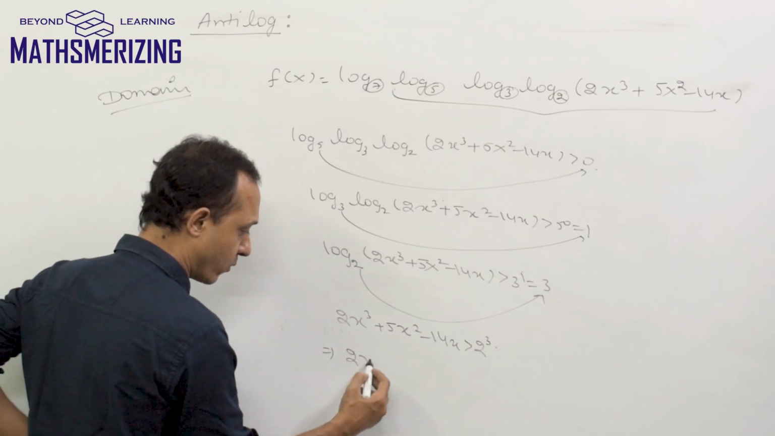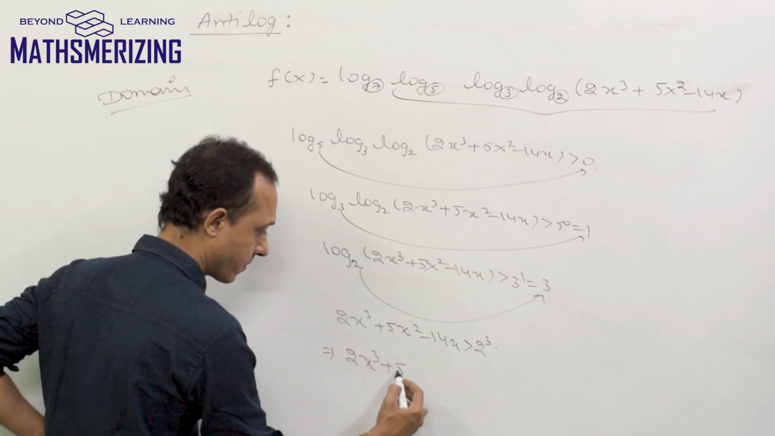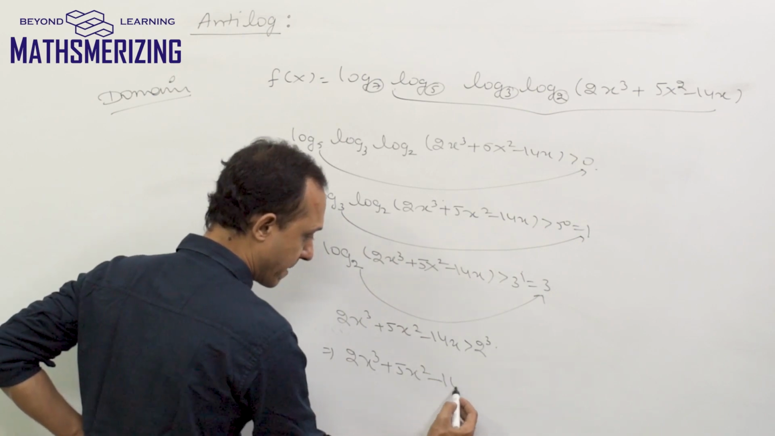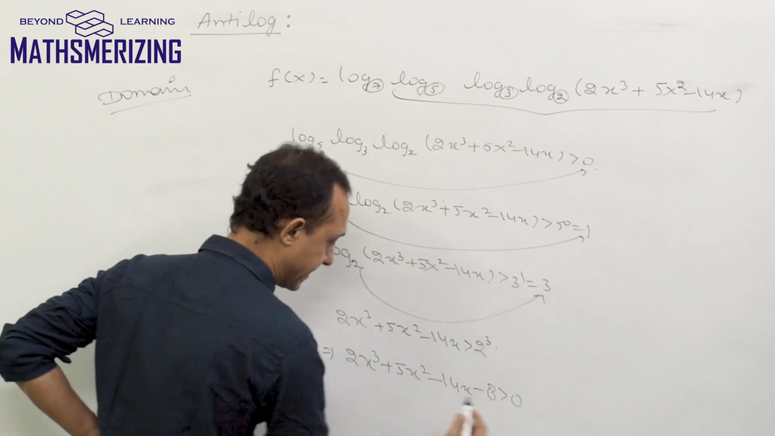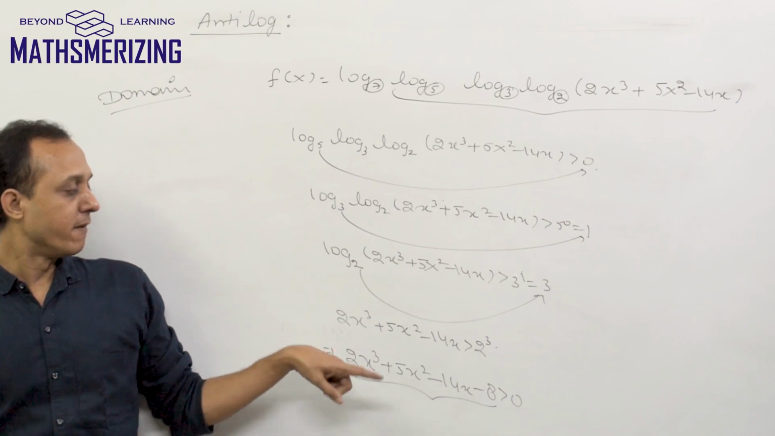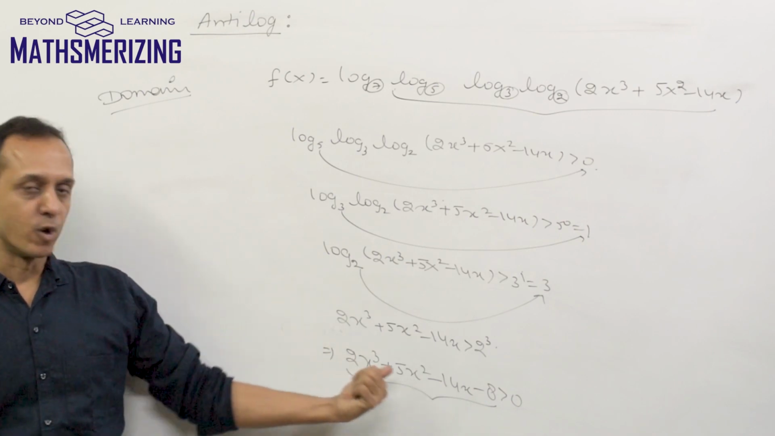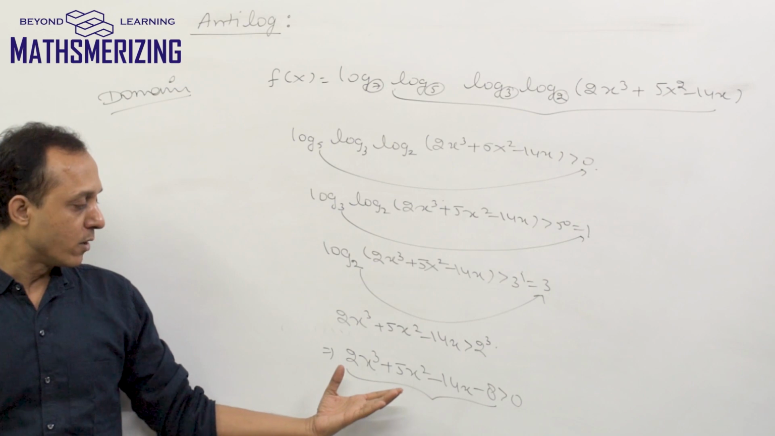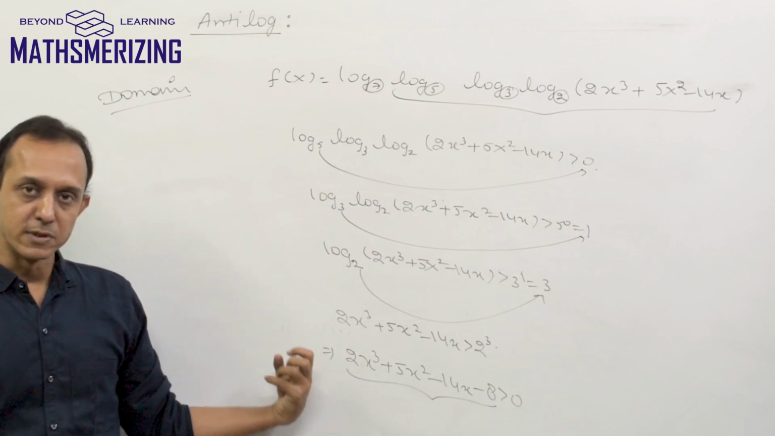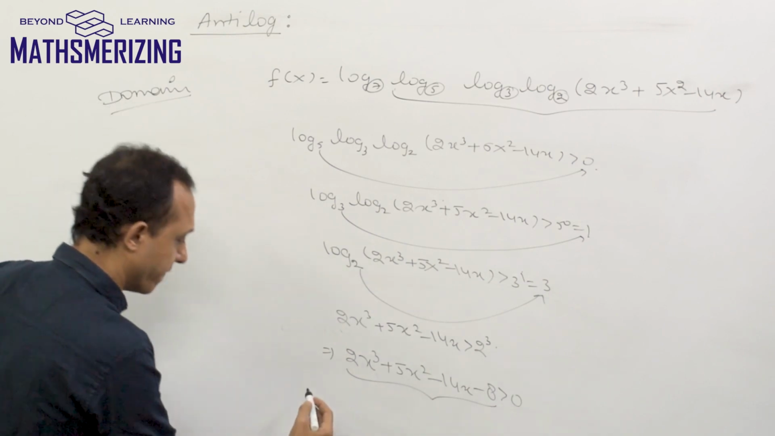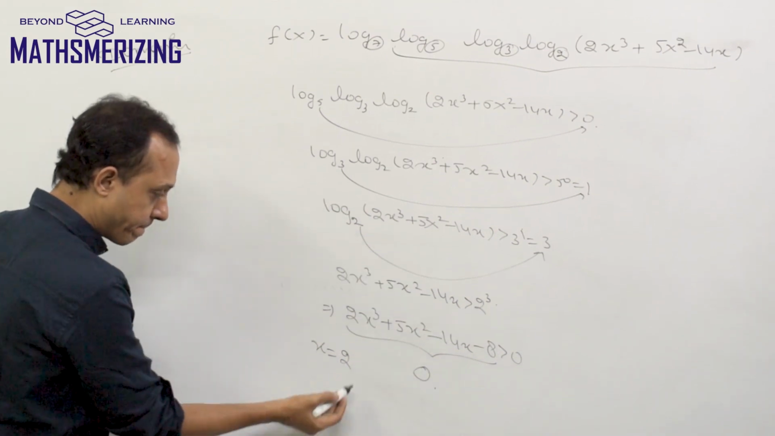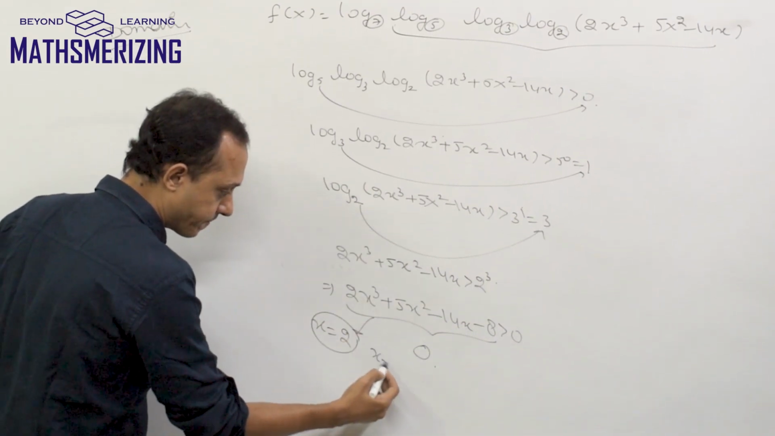So I can express this inequality as 2x cubed plus 5x square minus 14x minus 8 is greater than 0. So now it is a polynomial inequality. Basically it's a cubic inequality, and we have already studied in previous lectures how to solve polynomial inequalities. For a cubic inequality, the first thing that I need to do is find one value of x using trial and error method. So if I put x as 2, this expression is 0. So that means one of the factors of this expression is x minus 2.